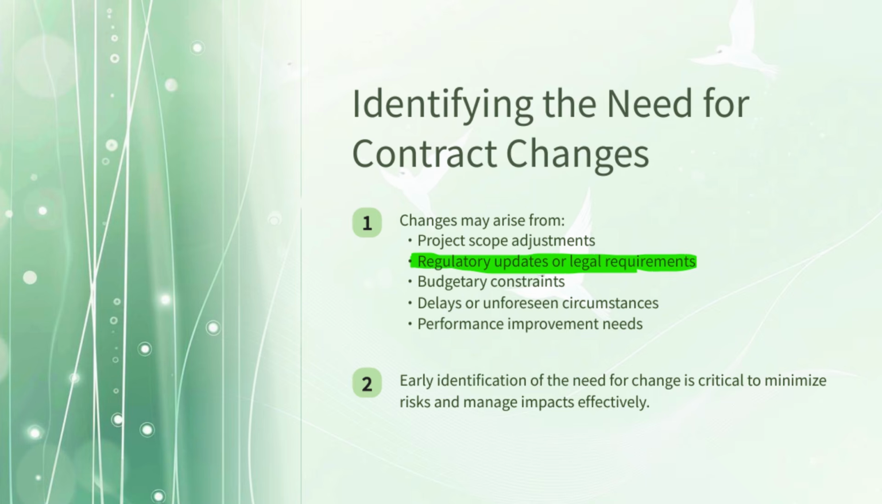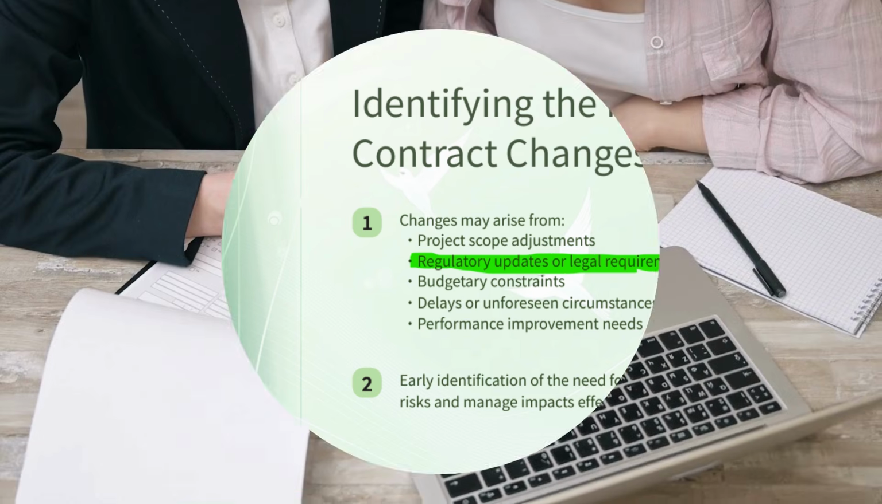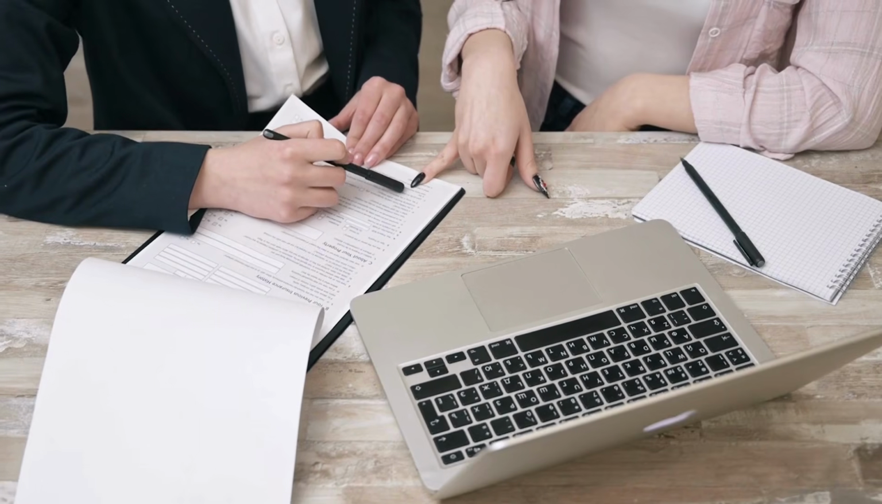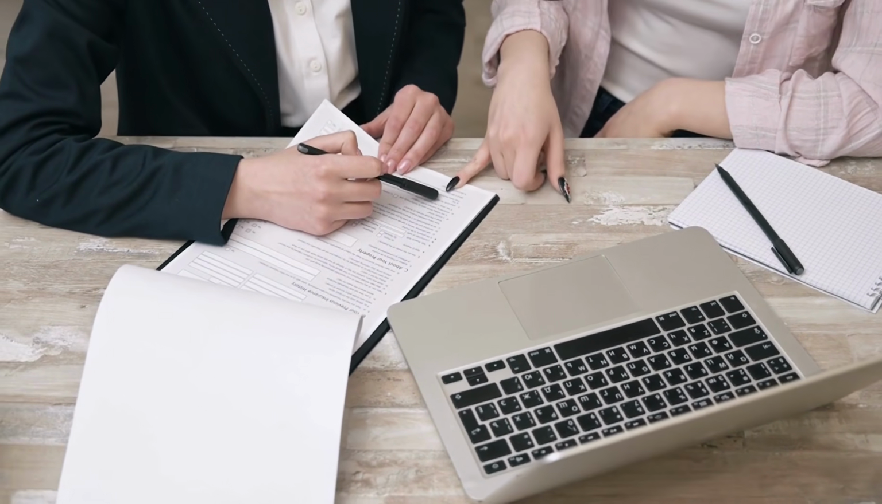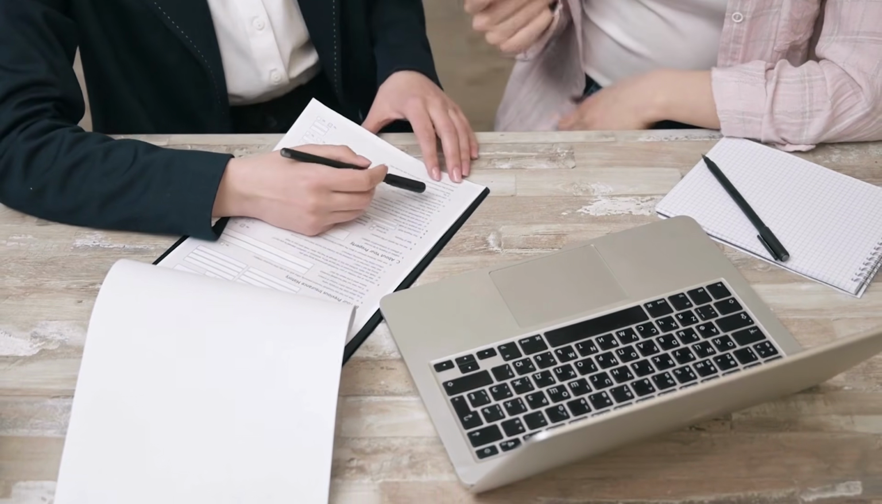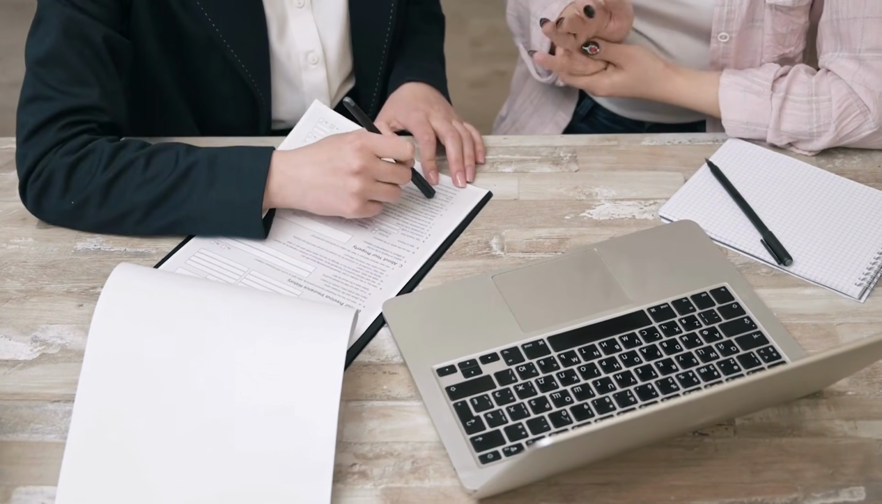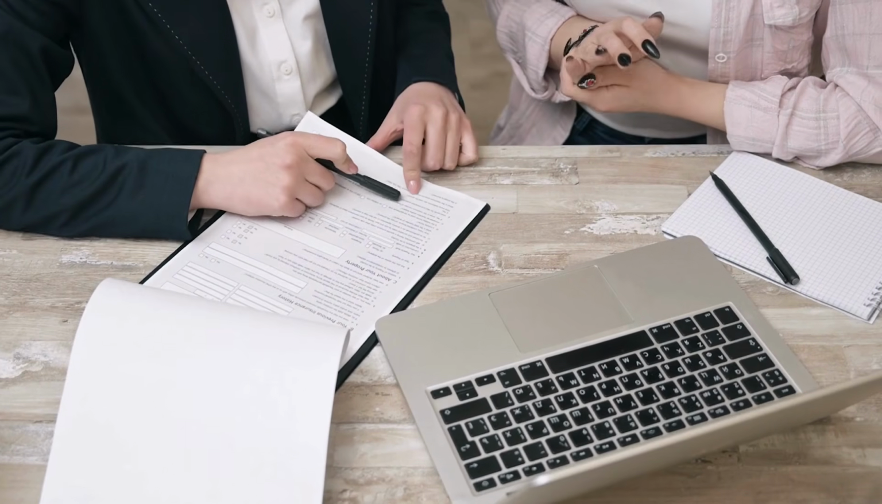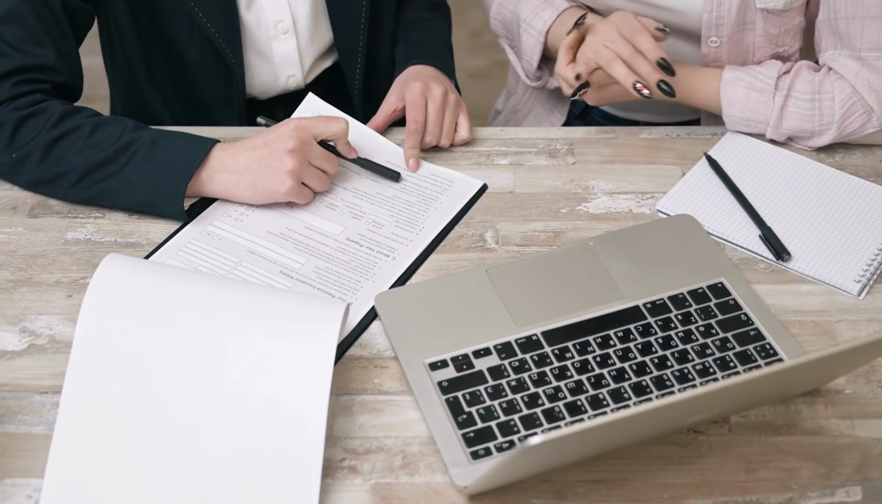Another situation that can lead to changes is regulatory or legal updates during the project. New laws, safety standards, or environmental regulations may come into effect. These updates require the contract to be modified to stay compliant. If such updates are ignored, the project could face legal issues, penalties, or unnecessary delays. Therefore, it's important to regularly review the legal framework that applies to your project.